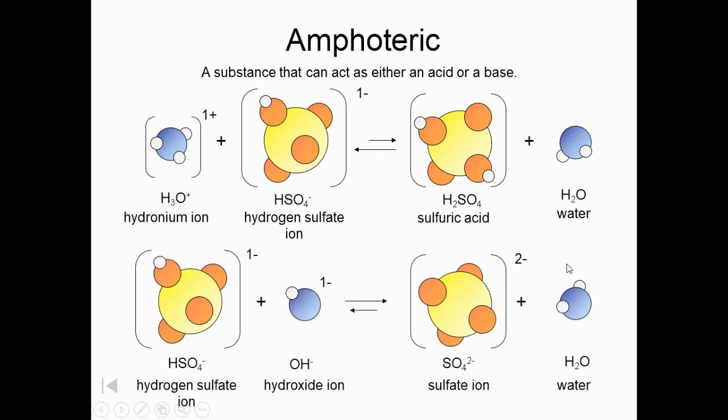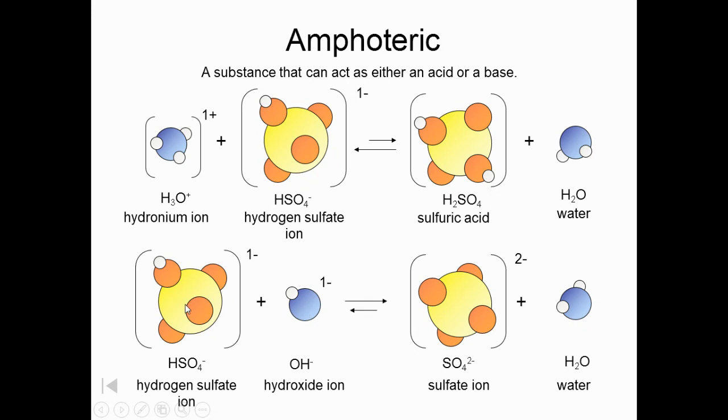In the bottom example, I have the hydrogen sulfate ion, this time reacting with a hydroxide ion. And look at what happens. In this case, the hydrogen sulfate ion ends up donating its proton to the hydroxide to form the sulfate ion and water. So in this case, the hydroxide is acting as what? An acid or a base? Just think about it for a second. It's accepting a proton, so therefore it is acting as a base.